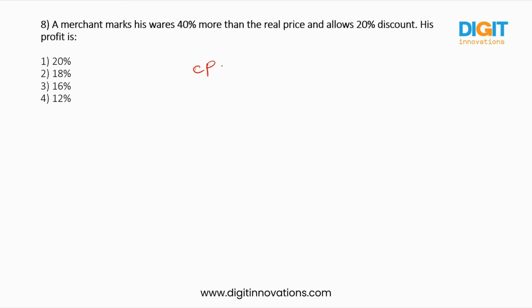Let us think cost price as 100. Taking assumption in aptitude is accepted, as I told you. And the market price is 40% of the cost price. That means 40% of 100, it will be 40, and 100 plus 40, it would be 140. And he gave 20% discount on the market price. So 20% of 140, it would be 20 by 100 into 140.